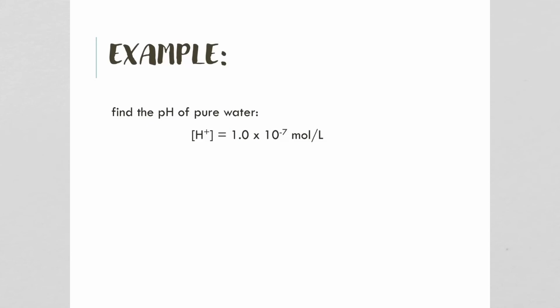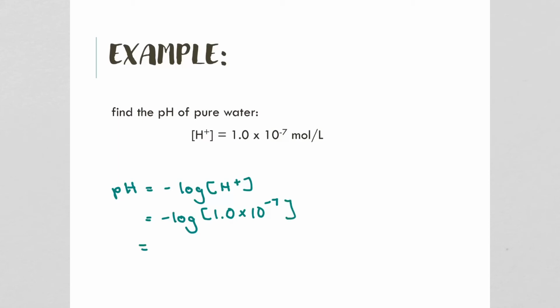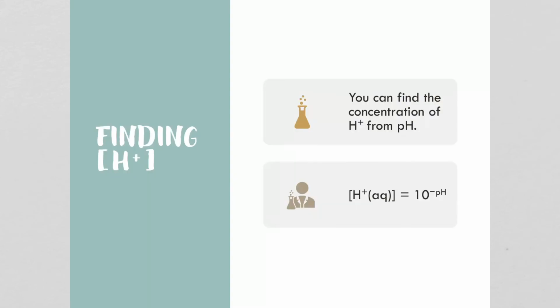So in this example, we're being asked to find the pH of pure water. So remember, the pH is equal to the negative log of the concentration of hydrogen ions. So that's equal to negative log 1.0 times 10 to the minus 7 moles per liter, and we're going to get a value of 7. So our pH is 7. You can also find the concentration of hydrogen from the pH. So the concentration is equal to 10 to the negative pH.